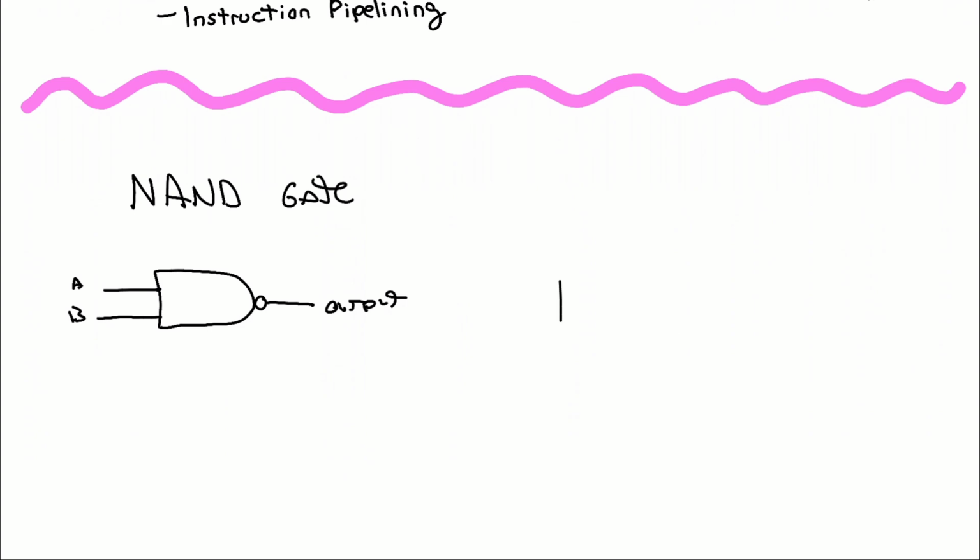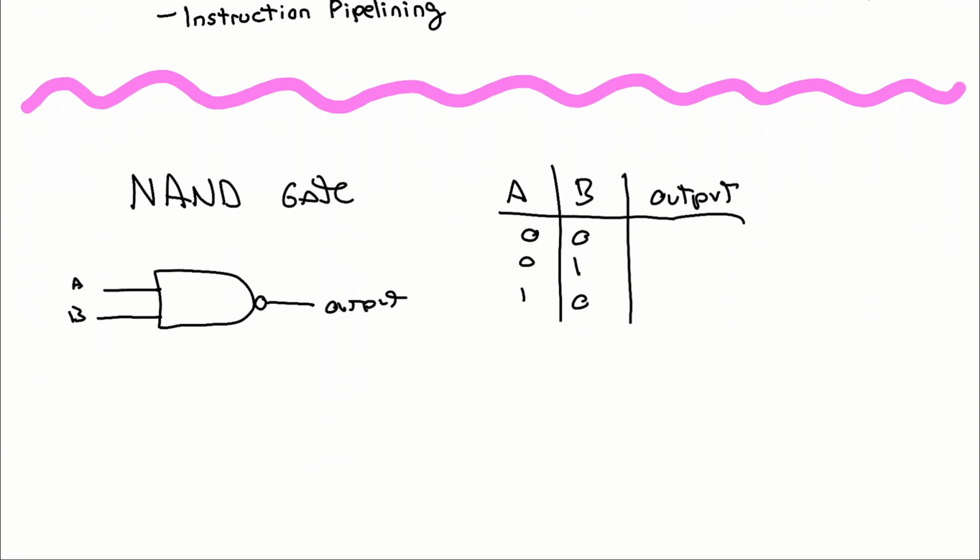And the truth table for this is, if we have A, B, and output, let's put the four possible inputs. So we got 0, 0, 0, 1, 1, 0, and 1, 1. Whereas an AND gate would be basically 0, 0, 0, 1, in this case you flip that around. So it becomes 1, 1, 1, 0.